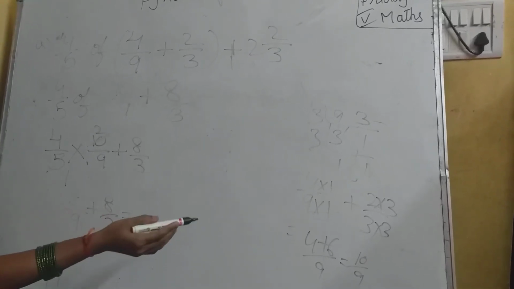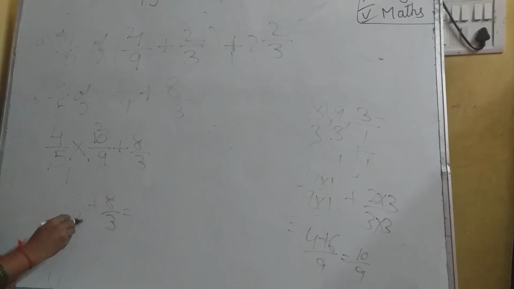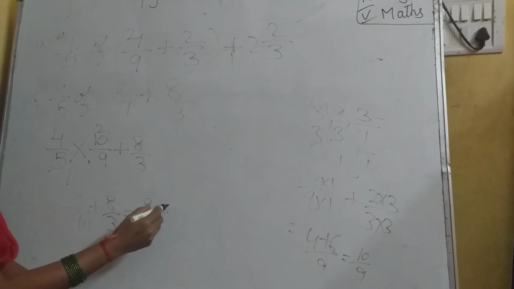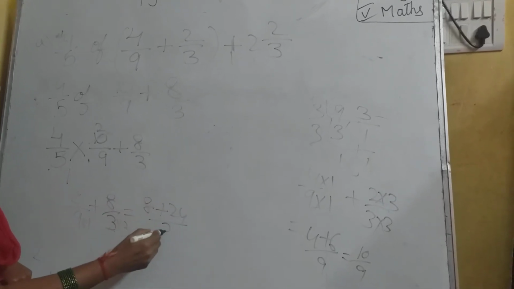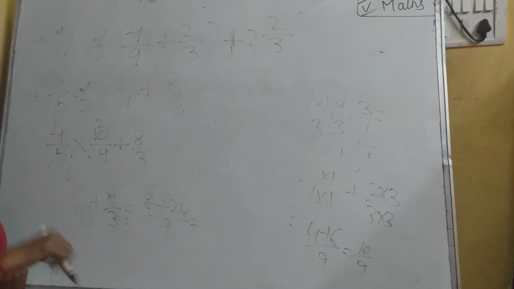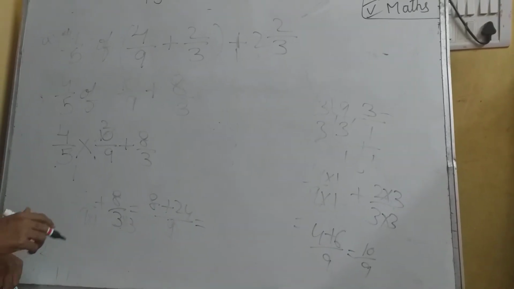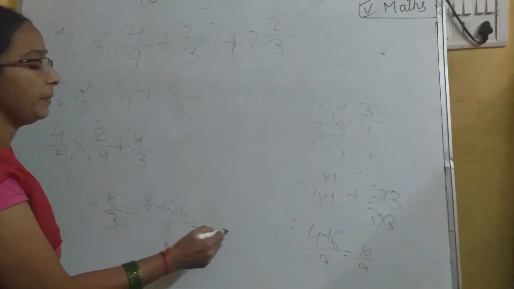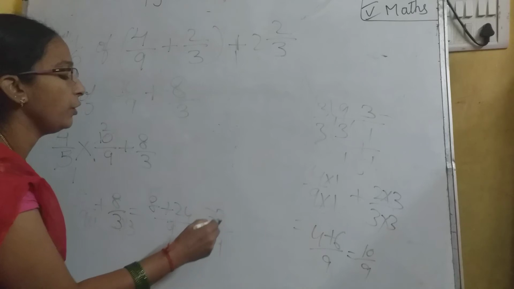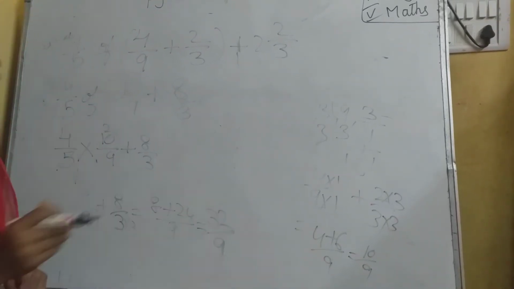LCM will be 9. 9 into 1, 3 into 3, that is equal to 8 plus 24 by 9, sorry. 8 plus 24, 32 by 9 will be the answer, children. Okay, like this you do 2 more sums on your own, children. I explained one, you do 2 more sums on your own.